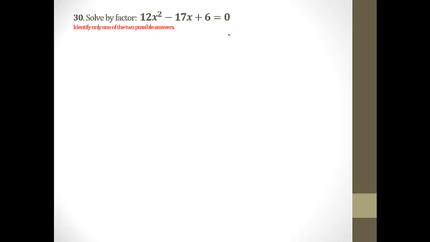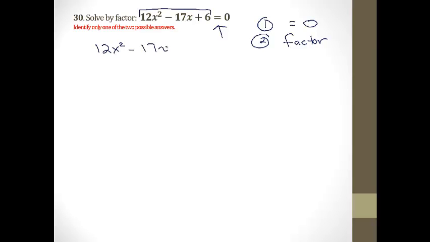Alright, we're going to solve a quadratic equation. The directions tell us to solve by factoring. So the first step to solving a quadratic equation by factoring is make sure your equation equals 0, and this one already does, so we don't need to do anything to get it there. The second step is to factor the polynomial side. So we're going to factor this whole side of this equation. So we have 12x squared minus 17x plus 6 that we need to factor.